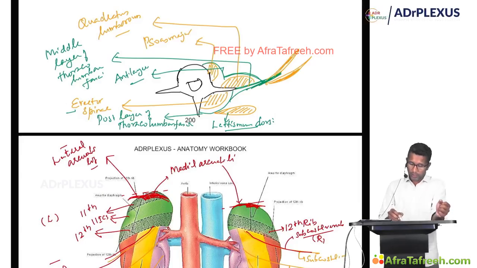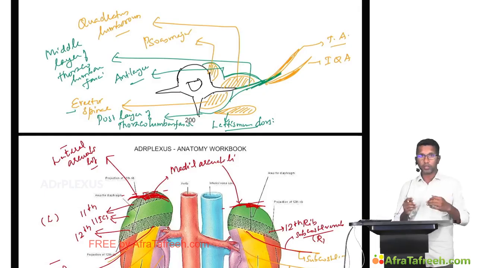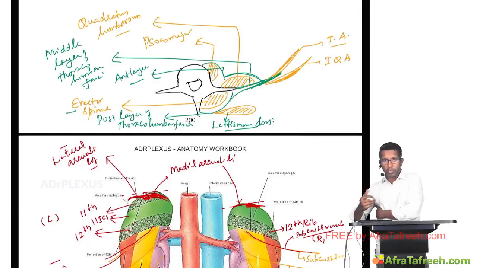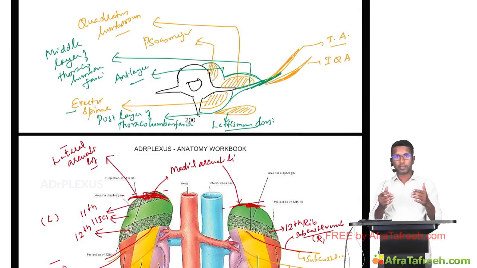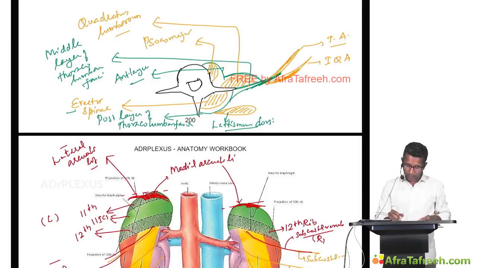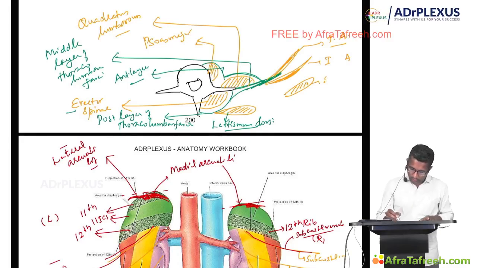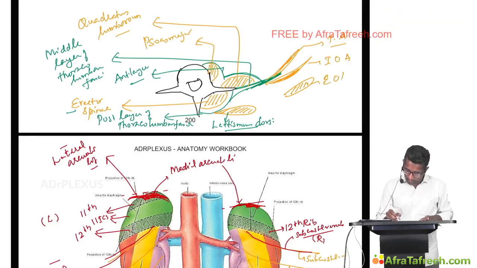So this muscle what you see here is called the internal oblique abdominis muscle, and this muscle is called the transverse abdominis muscle. Again we are coming to the layers of the abdominal wall. You know that there are three muscles on the lateral side of the abdominal wall: the external oblique abdominis, the internal oblique abdominis, and the transverse abdominis. The outermost layer is the external oblique abdominis. So this is internal oblique abdominis and this is external oblique abdominis.